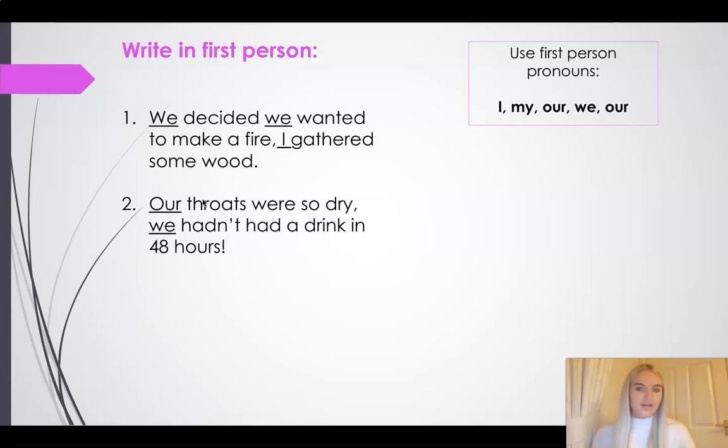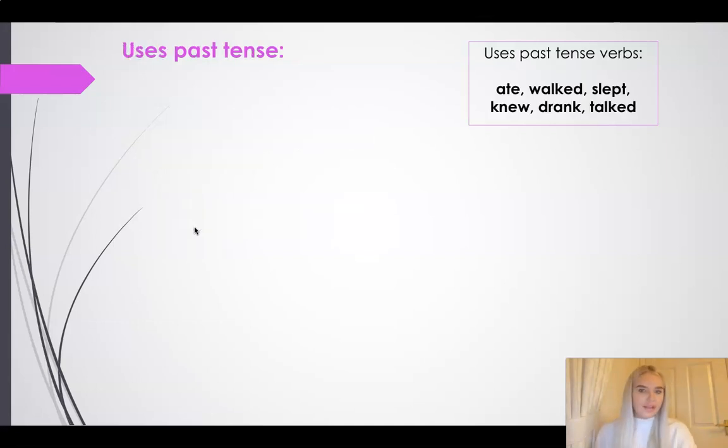And if you notice here as well, I've also tried to use some of my past tense verbs: gathered, decided, were. I've also written in an informal way by using the contraction hadn't for had not. So although my focus here is writing in first person, I've also used other features such as that informal writing and those past tense verbs. Fantastic.